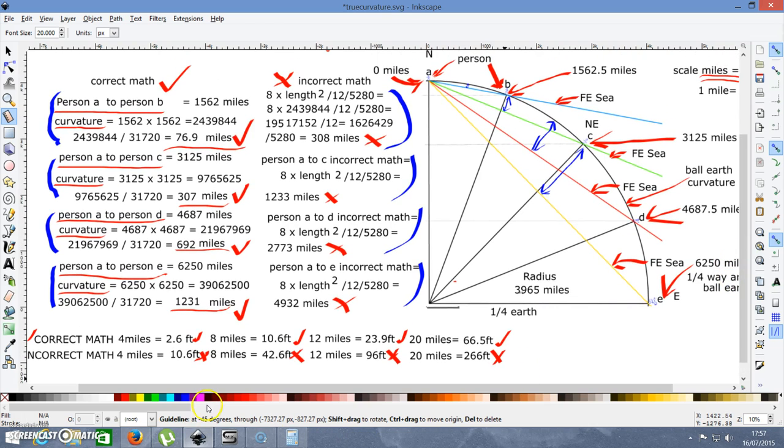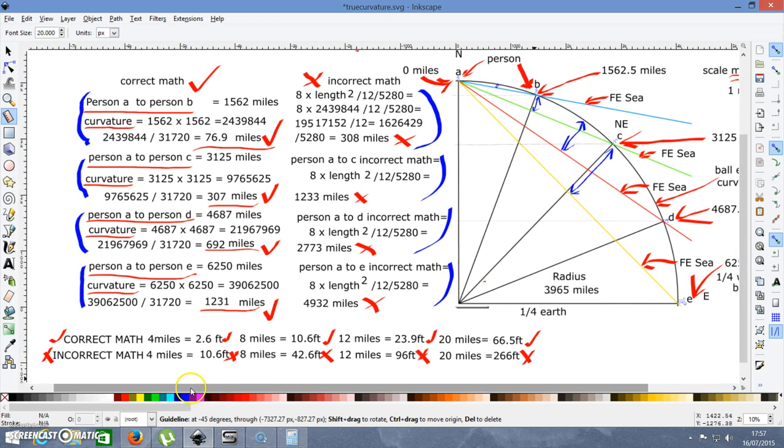Down here I've just worked out some quick figures so we know. The correct maths for 4 miles is actually 2.6 feet. Incorrect maths for 4 miles comes out at 10.6. 8 miles is actually 10.6 feet. 8 miles incorrect is 42.6 feet. 12 miles is 23.9 feet. Incorrect, 96 foot. And 20 miles, 66 foot. Incorrect, 266 foot.